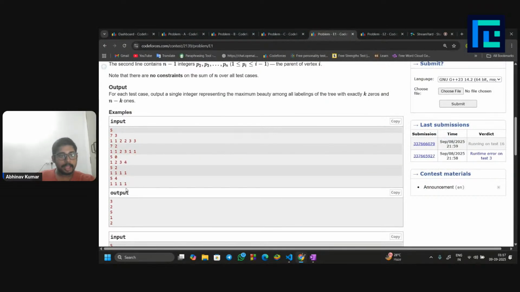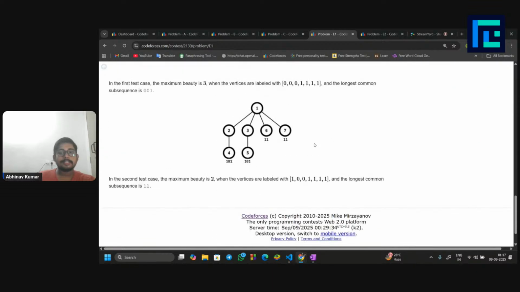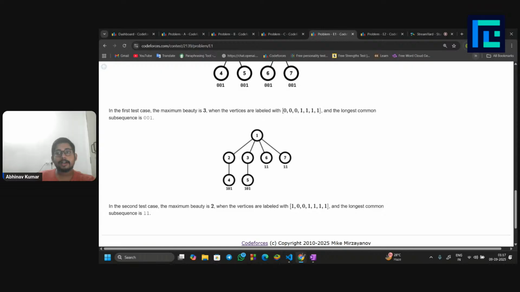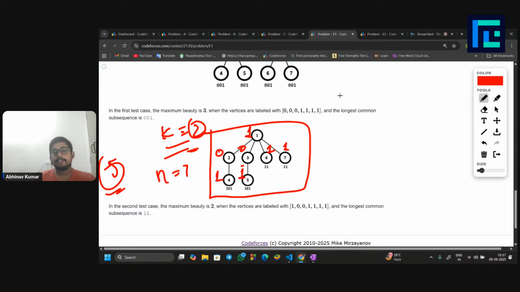Okay. Let's look at one more test case, this given test case. Here this was the tree given to you, and the value of k given here was 2. That means you can have 2 zeros, and n was 7. That means you can have 2 zeros and 5 ones. The assignment that was made here was 1, 1, 1, 0, 0, 1, 1.